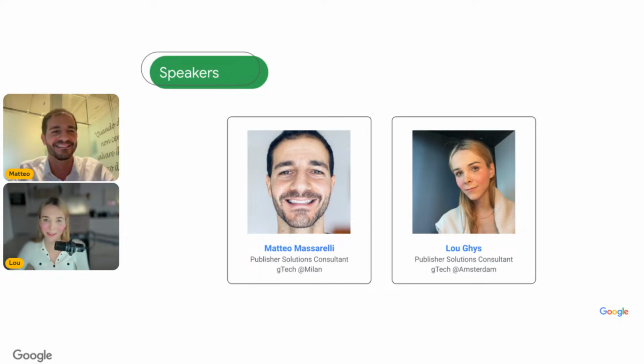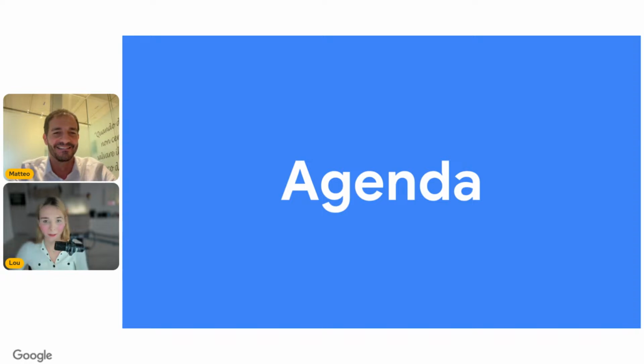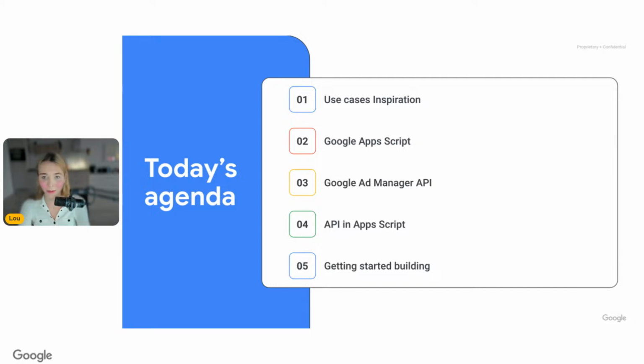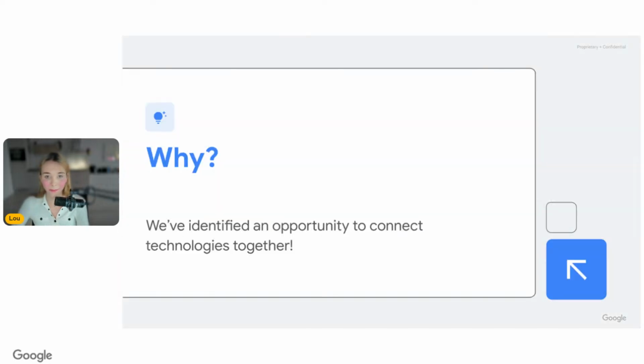So for the agenda today, we want to make sure that everyone here is on the right page of what we'll be covering. First of all, let's do some use cases inspiration, to try and explain to you what we'll be building. Then, working backwards from there, we'll be showing the technologies we use to build those, how you can build it yourself. And that's basically the why.